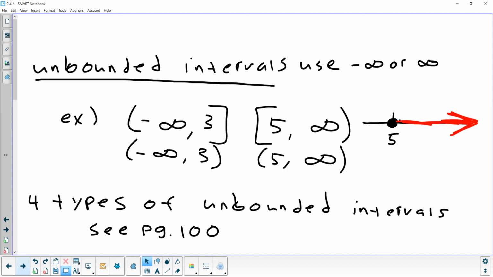Okay, these are what we call unbounded intervals. So unbounded means it has infinity. Bounded means it's a shade between. You have 2 numbers. Any questions on what an unbounded interval is? Okay.